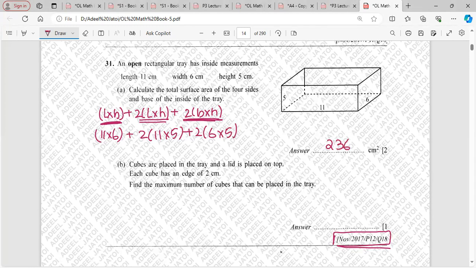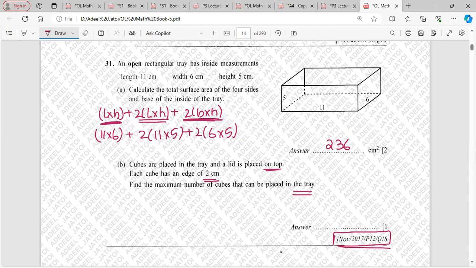Part 2. Cubes are placed in the tray and a lid is placed on the top. Each cube has an edge of 2 centimeter. Each cube has an edge of what? 2 centimeter. And find the maximum number of cubes that can be placed in the tray.